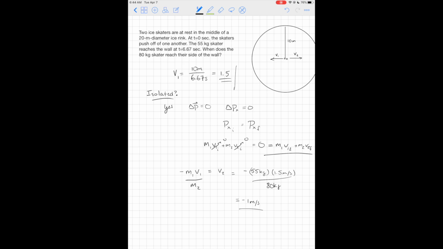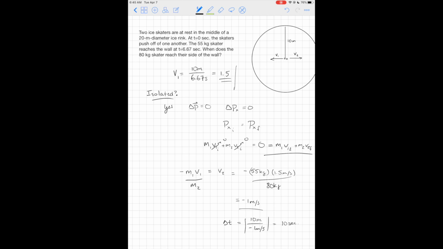So the last bit: how much time does it take for this 80 kilogram skater to reach their side of the wall? Well, they are going 10 meters, the radius of this circle, divided by 1 meter per second. We can't have a negative time here, so we take an absolute value. And we find out that it's 10 seconds. It takes 10 seconds for the 80 kilogram skater to reach their side of the wall, and 6.67 seconds for the first one.